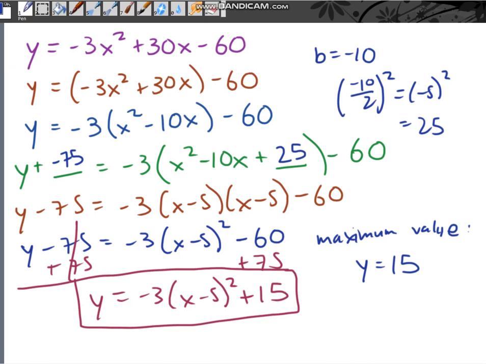Okay. So I'm going to clear the screen. I'm going to show you one more example. One more example here. Let's say I have something like y equals negative 4x squared minus 16x plus 23.